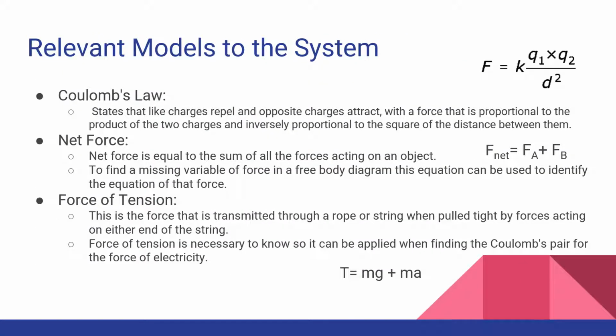So for relevant models to the system, we use Coulomb's law, which states that like charges repel and opposite charges attract, with a force that is proportional to the product of the two charges and inversely proportional to the square of the distance between them. We also use net force, and net force is equal to the sum of all forces acting on an object. To find a missing variable of force in a free body diagram, this equation can be used to identify the equation of that force. We also use force of tension.